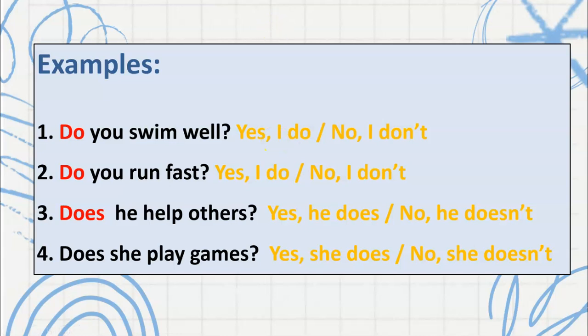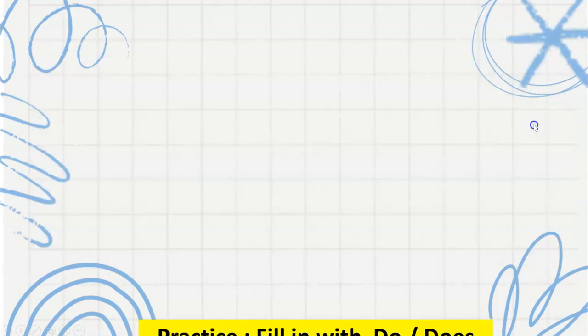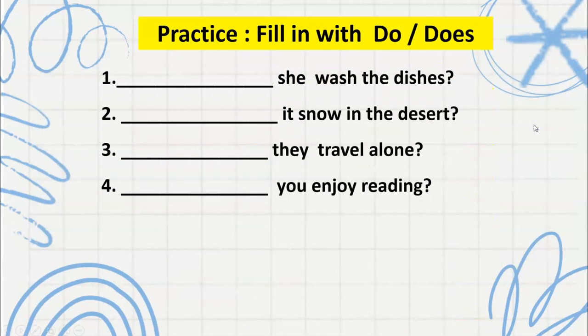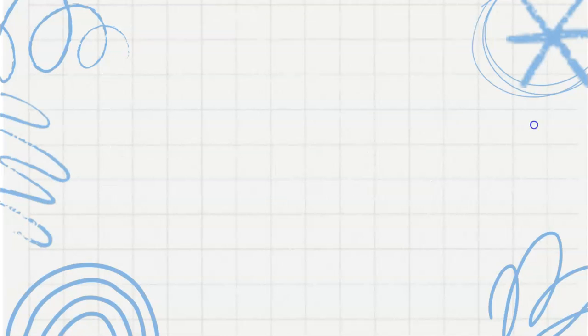So we always start with do, or we start with does when we have the question, and we must finish with a question mark. It's necessary to write a question mark at the end. Next one. You have practice. Again, pause your video, answer these questions, and then check the next slide to see the answers. Okay?